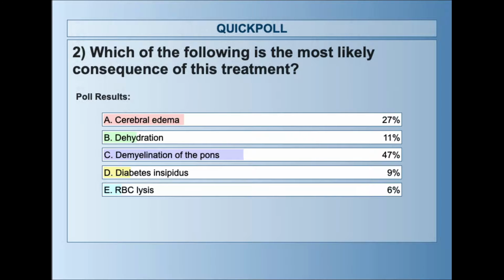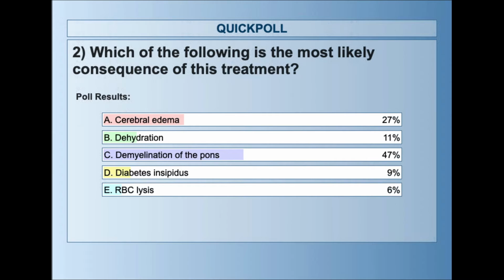And let's share the results. So very interesting. We've got a pretty clear leader in terms of the answers, the demyelination of the pons. Almost half of you answered C, with about 1/4 of you voting for cerebral edema.